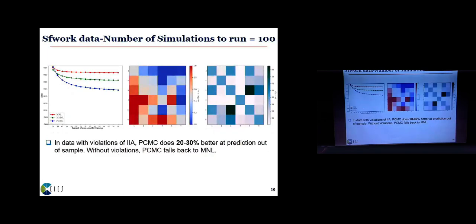So in data with violations of IIA, known from the Luce choice axiom that I talked about, which is the independence of irrelevant alternatives, PCMC does 20 to 30% better at prediction out of sample. Without violations, PCMC falls back to MNL.